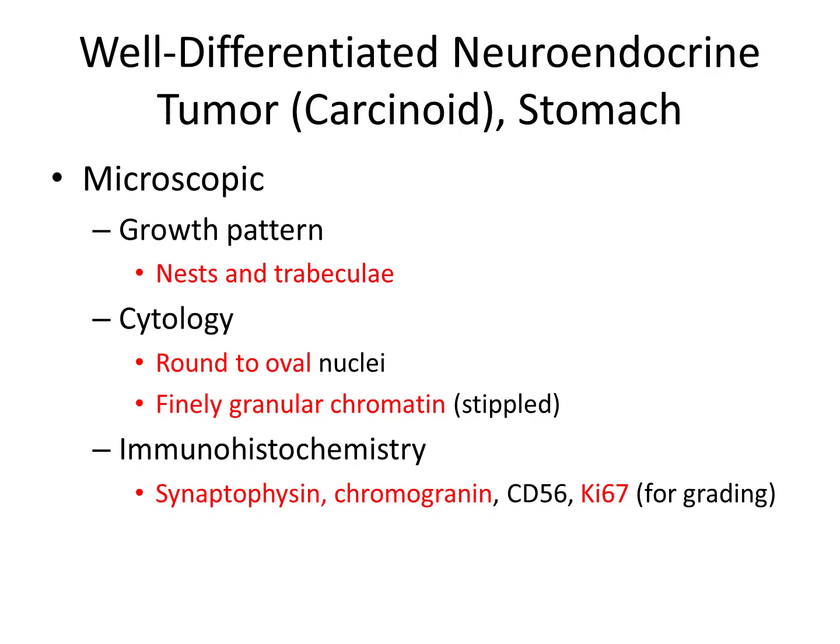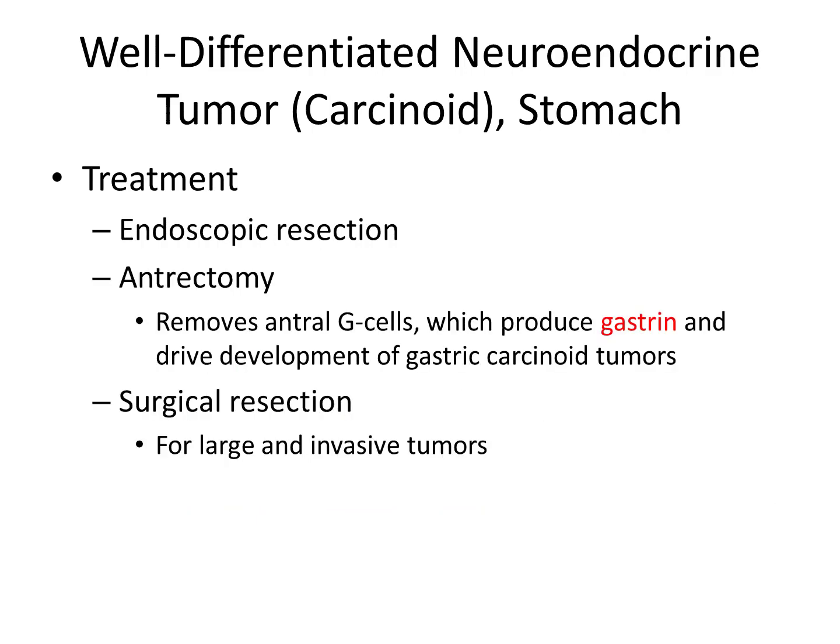Mitotic activity is important in the grading of carcinoid tumors. Additionally, Ki-67 is very useful for measuring proliferative activity and can also be used for grading. Treatment includes endoscopic resection for small lesions or surgical resection for larger invasive lesions. Antrectomy can also be performed. This procedure removes antral G cells, which produce gastrin and drive development of gastric carcinoid tumors.